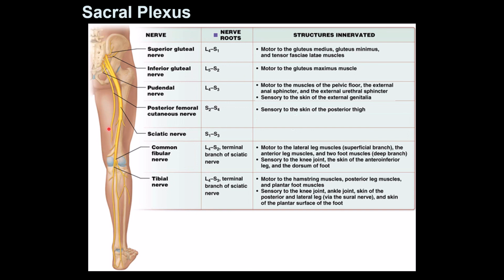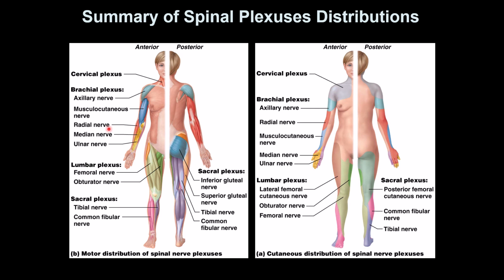Sciatic nerve also supplies quadriceps muscles in the thigh, which cause flexion of the knee. So this is the summary of these plexuses. I will not go over it, so all the information is summarized here. You can see this is the motor innervation, half anterior, half posterior, and you have all these four plexuses here, and this is the sensory of these four plexuses, anterior and posterior.